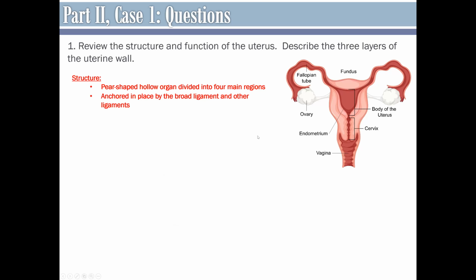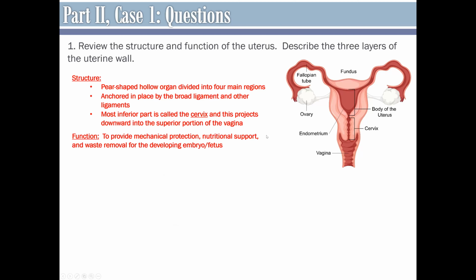So the uterus is anchored in place by the broad ligament and other ligaments. And the most inferior part is called the cervix, and this projects downward into the superior portion of the vagina. So the function of the uterus is to provide mechanical protection, nutritional support, and waste removal for the developing embryo and fetus.